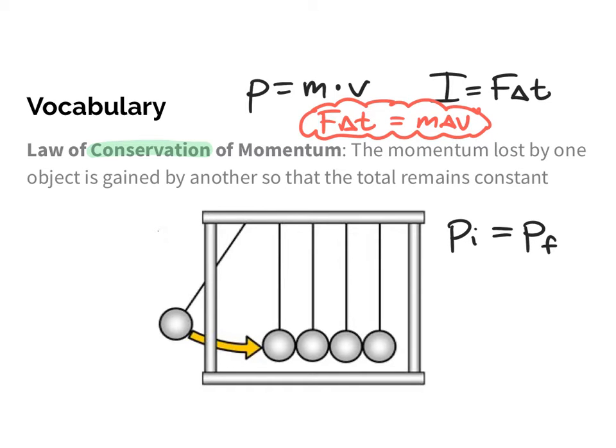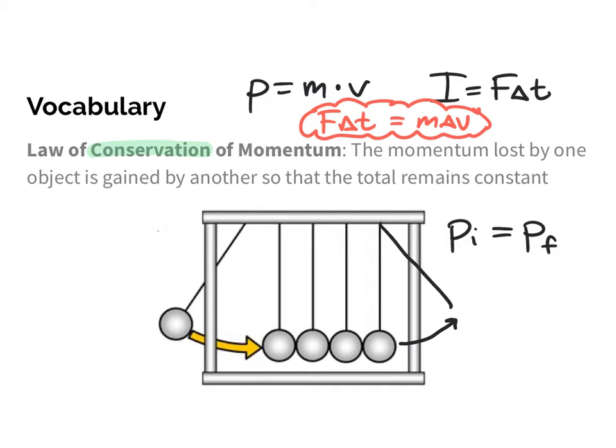For example, you might have seen this apparatus being used before. This is called a Newton's cradle, where this object is dropped so that it's going to gain momentum. It's going to fall down, and as it falls, it's going to gain speed and gain momentum until it collides with these other four objects. When this object collides with these, it's going to lose its momentum, but at the same time, you're going to see this object at the end swing back outward.